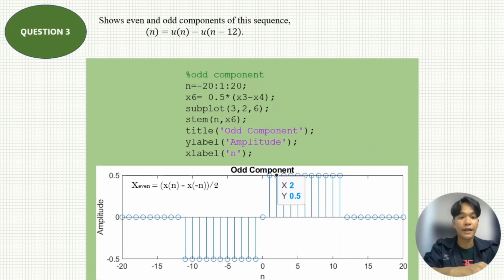So next, we are going to find the odd component. To find the odd component, we are going to use this formula: x odd equal to x[n] minus x[-n] divided by 2. So this formula can be written in MATLAB code using the second line, x6 equal to 0.5 multiplied with x3 minus x4. So after we did all the operations, the final signal will be like this.